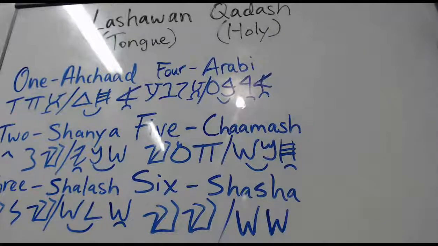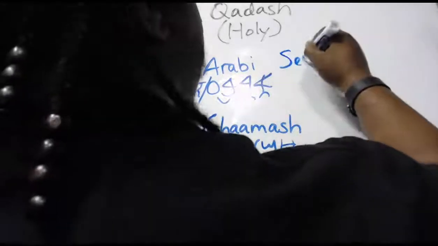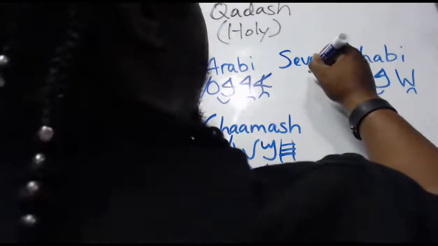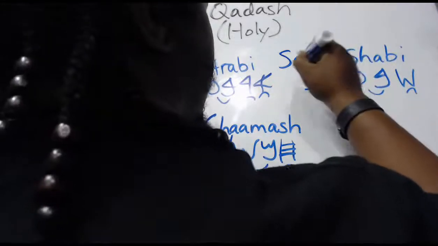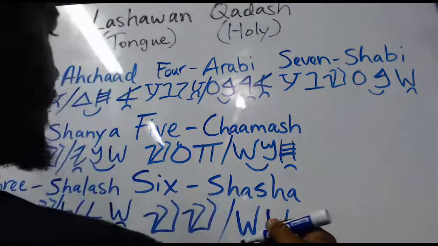Okay, next is 7, which is Shabai. Shabai. 7. Shabai. All right, Shabai. Shabai.